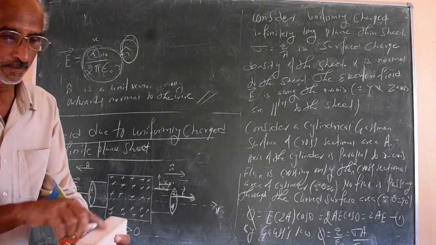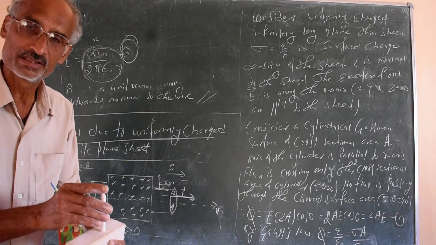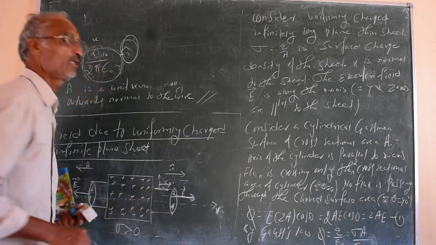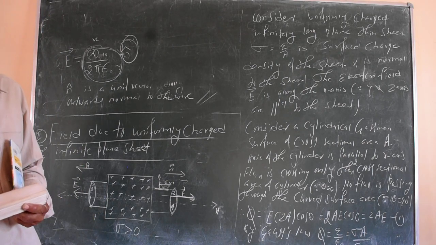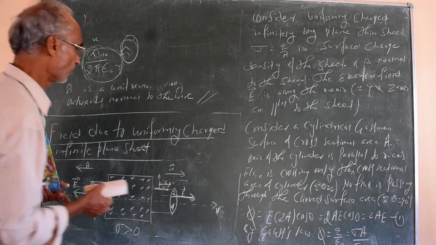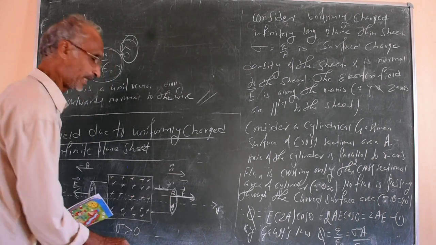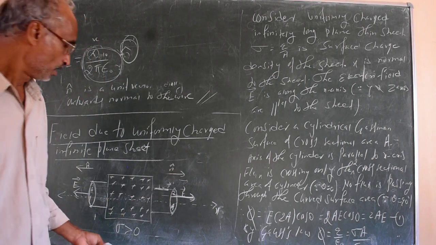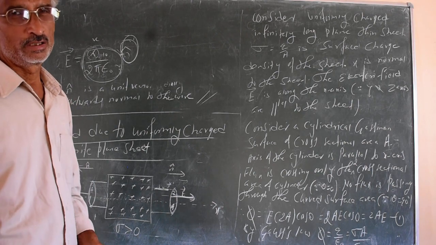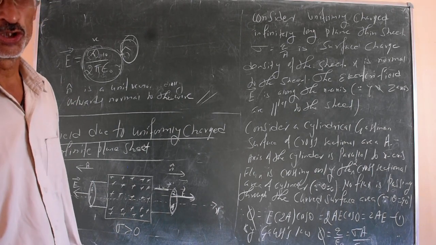The normal is right here. These are the curved surface, like this. So therefore, what is the angle between the normal and the direction of the field? It is 90. Therefore, if theta is 90, where theta is the angle between the normal to the area element and the field E, then no flux is passing through it.